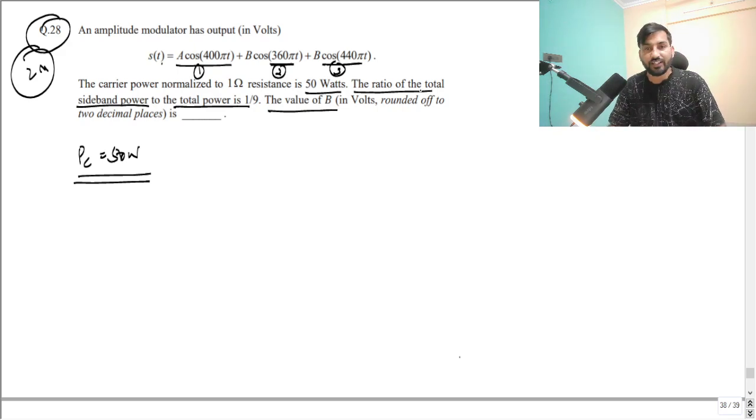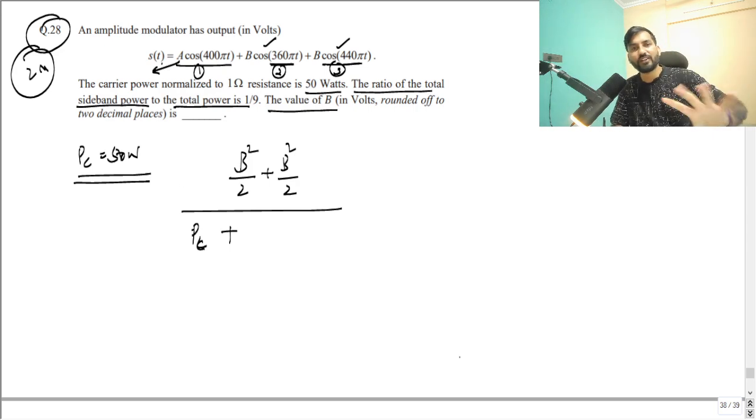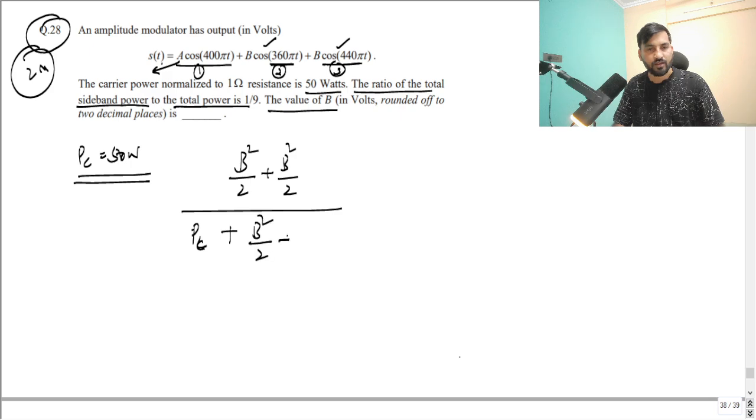They have given the ratio of total sideband power to total power. What is the total sideband power? From this term you will get B square by 2, and from this term also B square by 2. So the total sideband power is B square by 2 plus B square by 2. Since they have given you the ratio, the total power is nothing but the carrier power plus the total sideband power. Carrier power is nothing but Pc, which would be A square by 2, but you don't have to compute it since it is given. So Pc plus B square by 2 plus B square by 2 is the total power, and the ratio is given as 1 by 9.